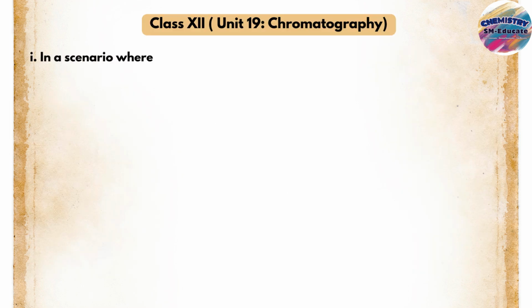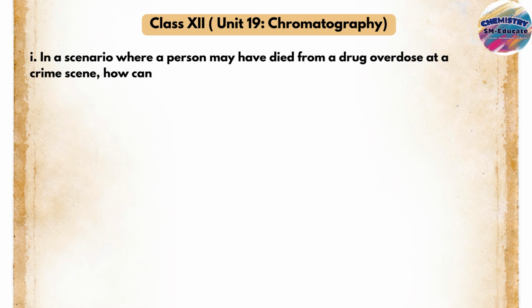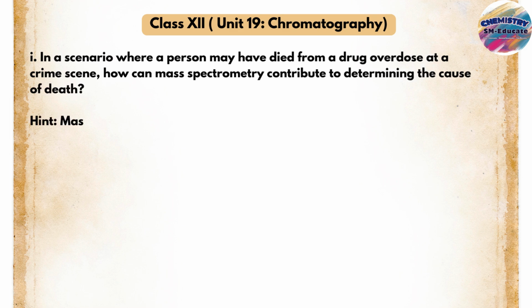1. In a scenario where a person may have died from a drug overdose at a crime scene, how can mass spectrometry contribute to determining the cause of death? Hint: Mass spectrometry is used to identify and measure substances.